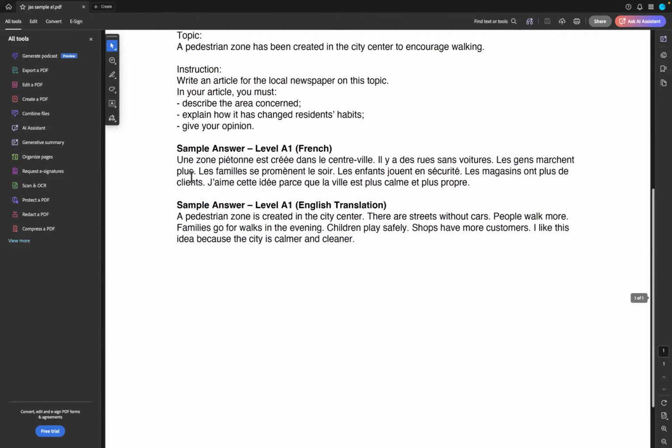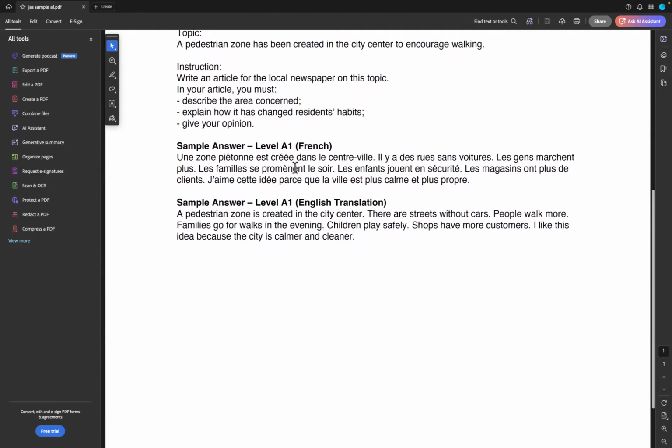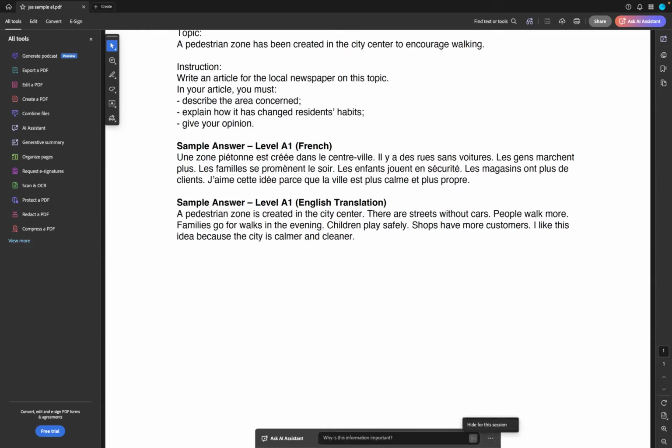Une zone piétonne est créée dans le centre-ville. Il y a des rues sans voitures. Les gens marchent plus. That means a pedestrian zone is created in the city center. There are roads without cars. Les gens means people.